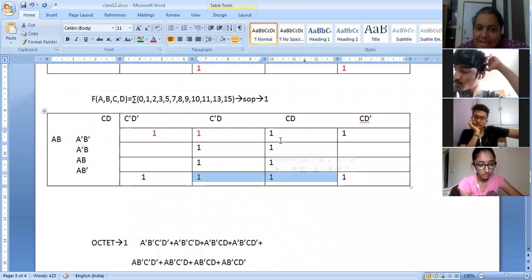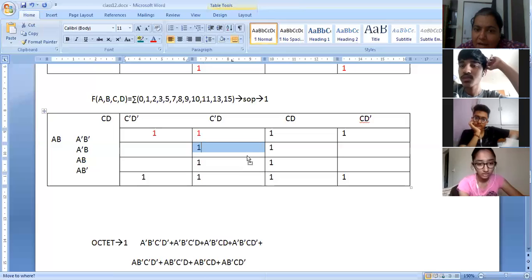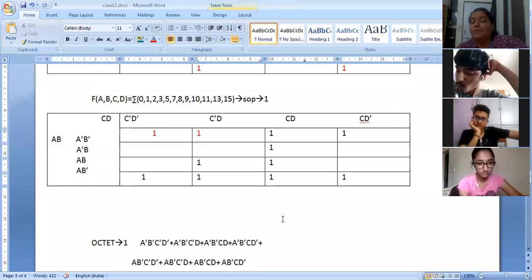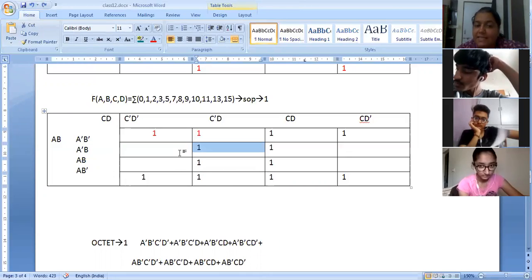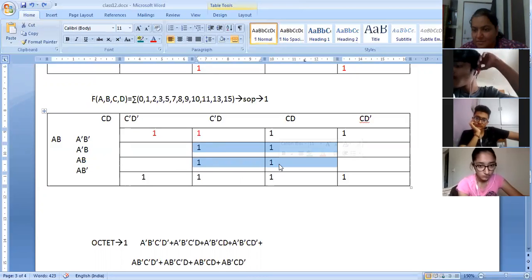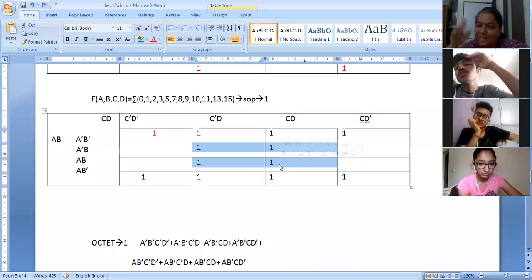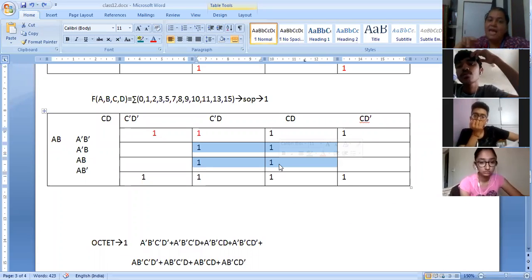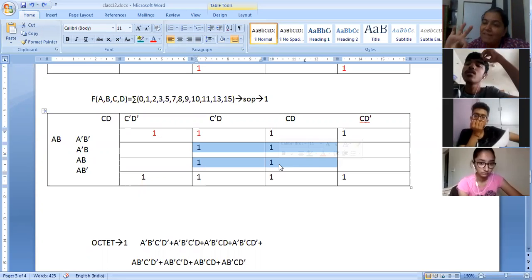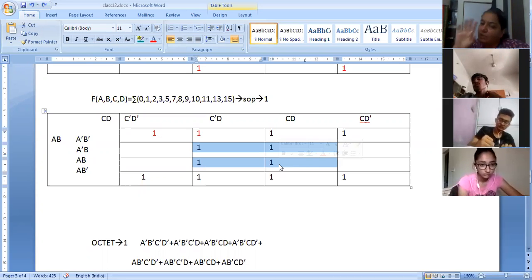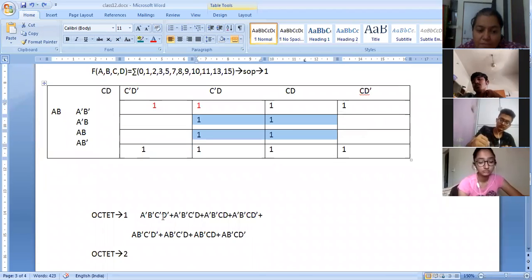See, I can make a quad here if you want. And the remaining 4, I can make a quad. Then the problem is that octet gives you a simpler version than quad. See, a pair gives you 3 variable simplification, meaning one variable will be removed. If you have a quad, you will get 2 variables removed. And if you have an octet, you will get an answer in 1 variable only. Now, to simplify this, what should I do?